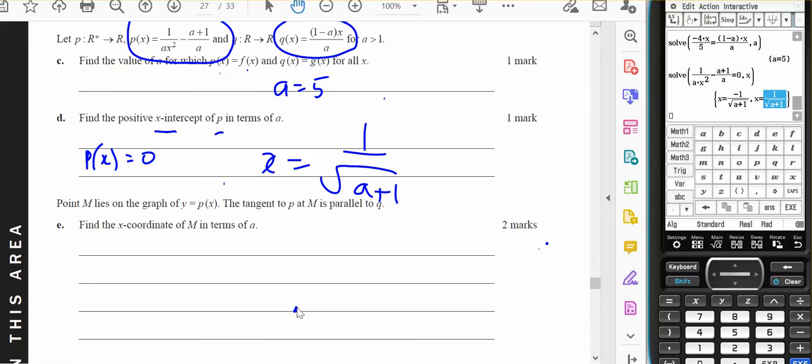M lies on the graph of P of x. The tangent to P at M is parallel to Q. Well, the gradient of Q is going to be 1 minus A on A.